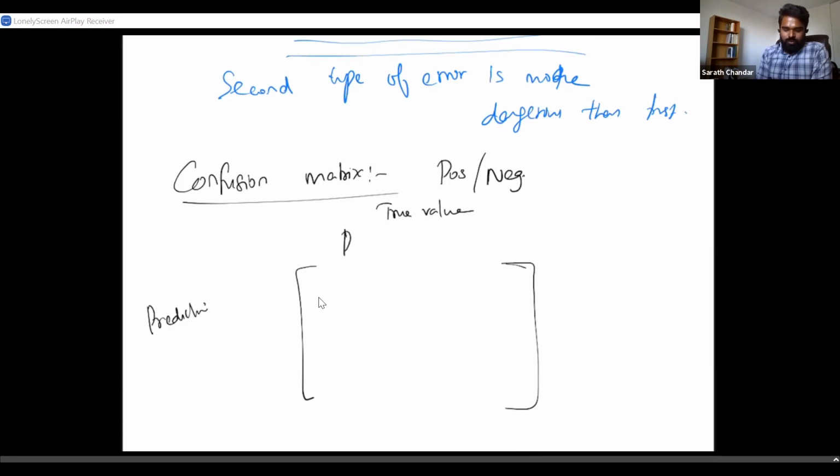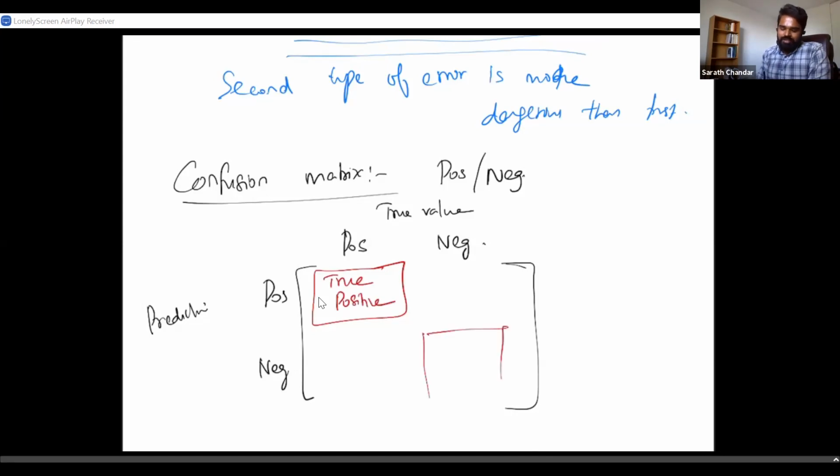And there are true positive and negative values. Similarly, the model's prediction of positive and negative. Now if you look at the first box, this is when the example is truly positive and the model is also saying it is positive. So it's a correct classification, right? So this is true positive. Similarly, this box is when the example is negative and the model is also saying it is negative. So this is true negative.